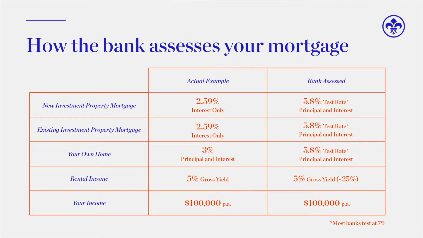So at worst case scenario, higher interest rates, principal and interest loans, and 25% reduced rent, do you still have enough to live? The reason that banks have test rates and scrutiny levels when they're looking at your ability to service is because they don't want to get you into a position where you can no longer afford to own the investment property or your own home. So the last thing a bank wants to do is have to sell a property on your behalf through a mortgagee sale.